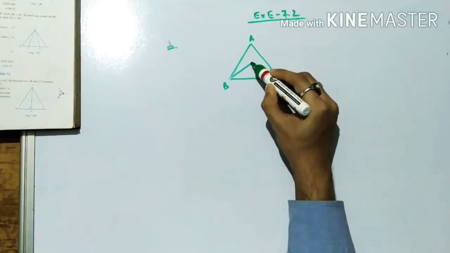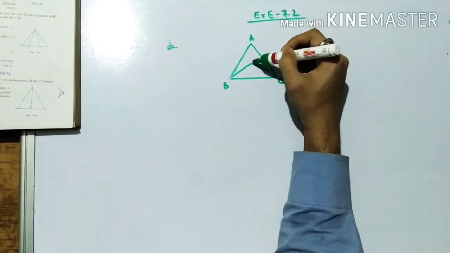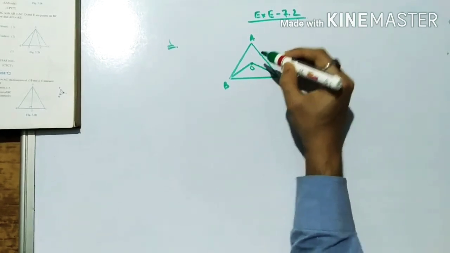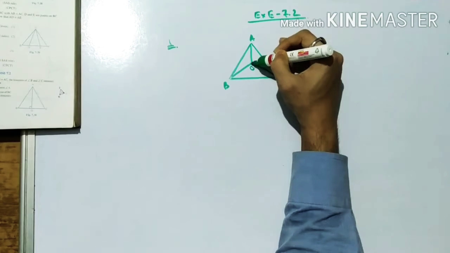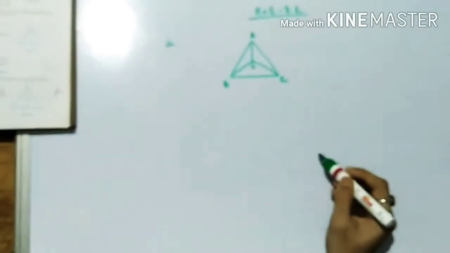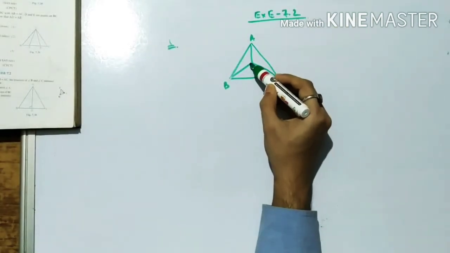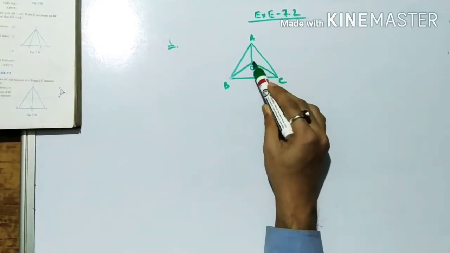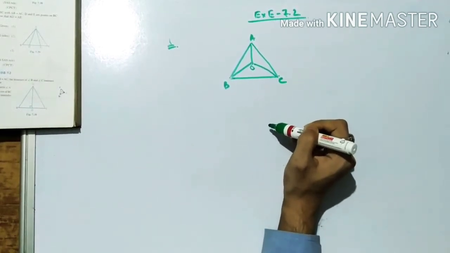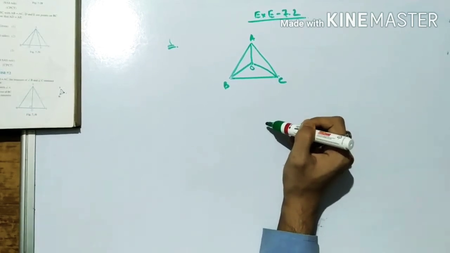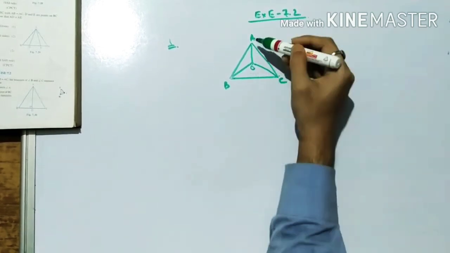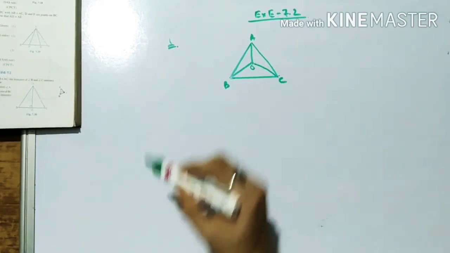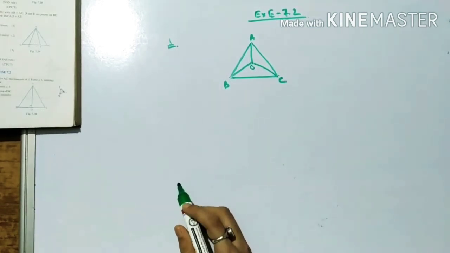Join A to O. This will be our O. This is O, and join A to O. It is joined. I have to show that OB is equal to OC, and then I have to show that OA bisects angle A. So first of all, again I am repeating.